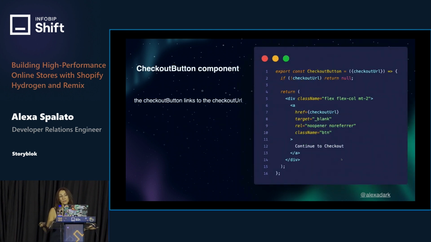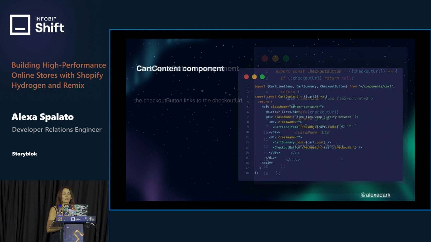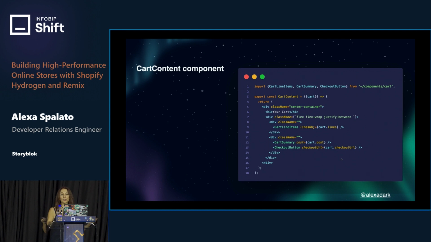The checkout button links to the checkout URL, very simple. And in the cart content component, we display everything. So the cart line items component displays all the products, the cart summary the total cost, and the checkout button leads to the checkout URL.